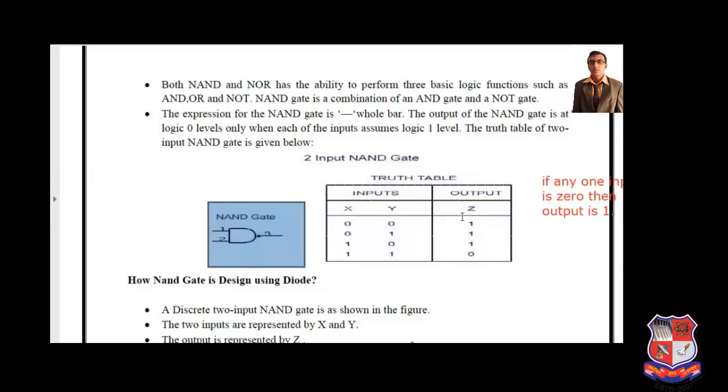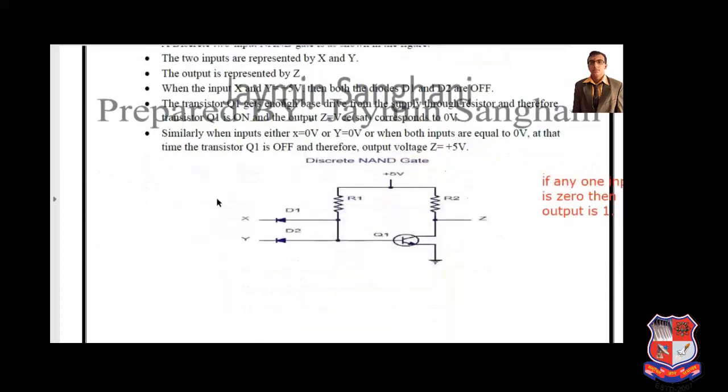Now, how is the NAND gate designed using diodes? I will explain with the help of a diagram. See this. If I apply 0, 0 here, try to understand this. This is the fundamental rule: if the diode has 0 volts on the N side, then the diode acts in forward bias.